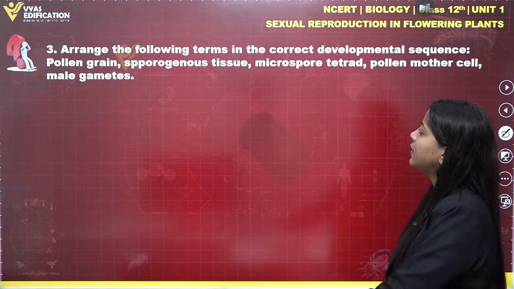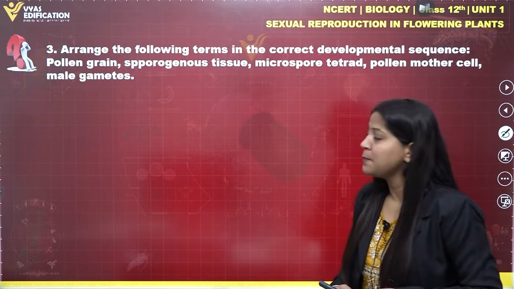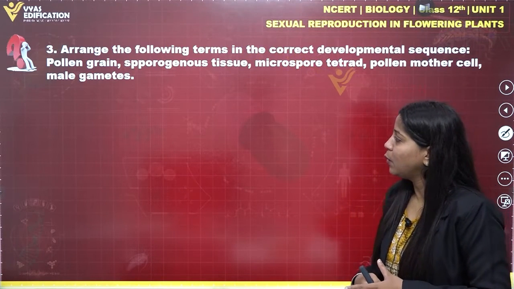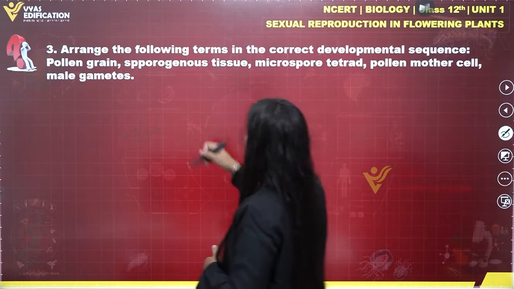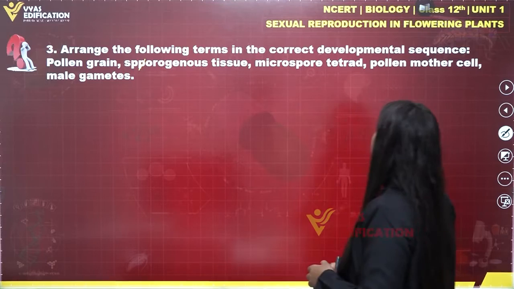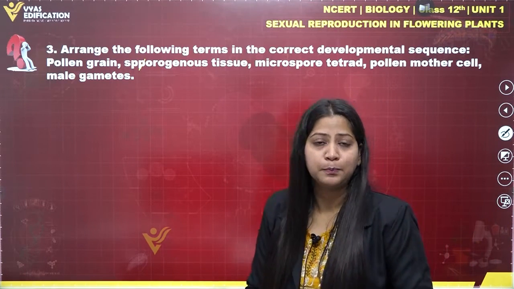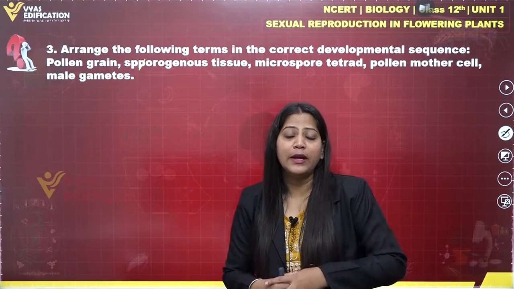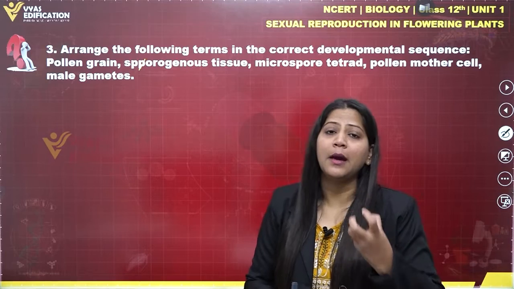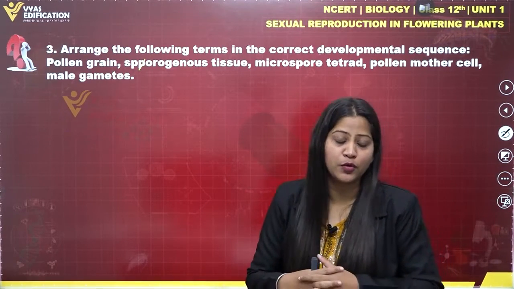Arrange the following terms in correct developmental sequence, and some terms are given over here: pollen grains, sporogenous tissue, microspore tetrad, pollen mother cell, and male gametes. So we know that all the terms given on the screen are related to male gametes or the formation of male gametophyte, which is known as microsporogenesis.